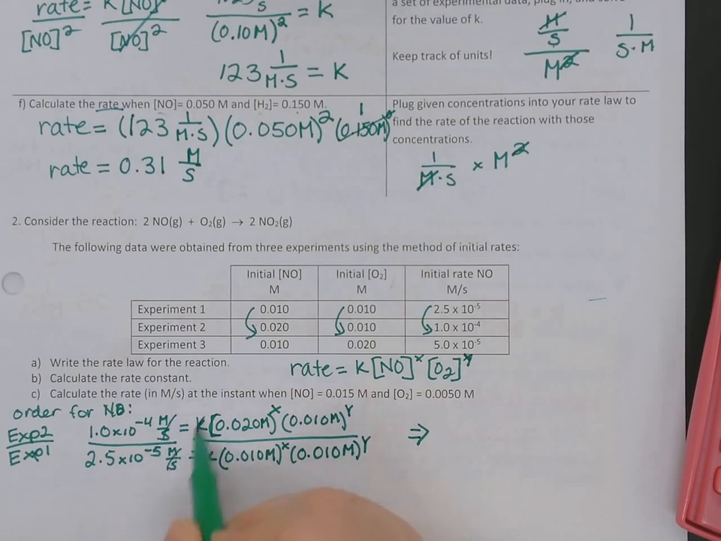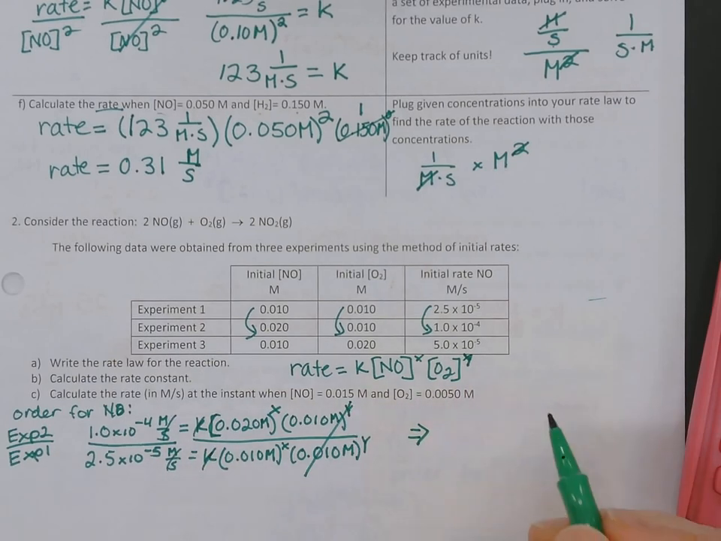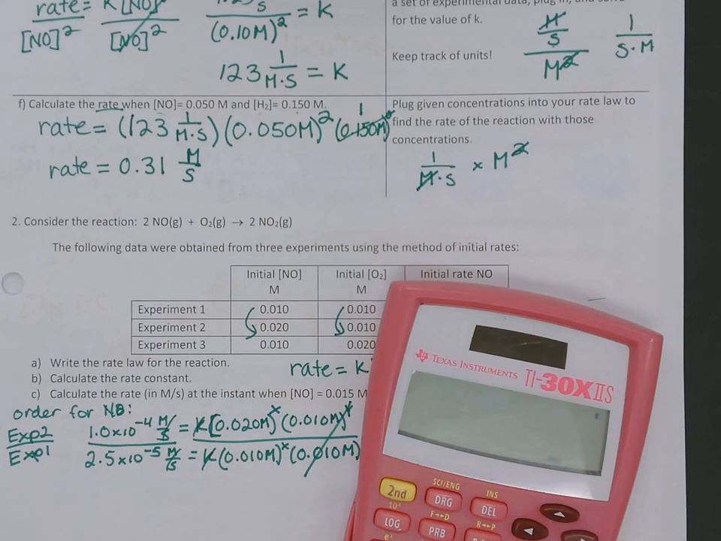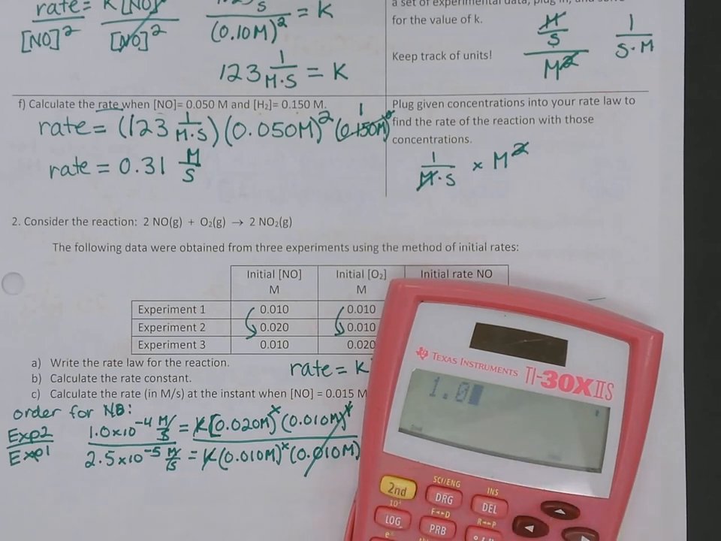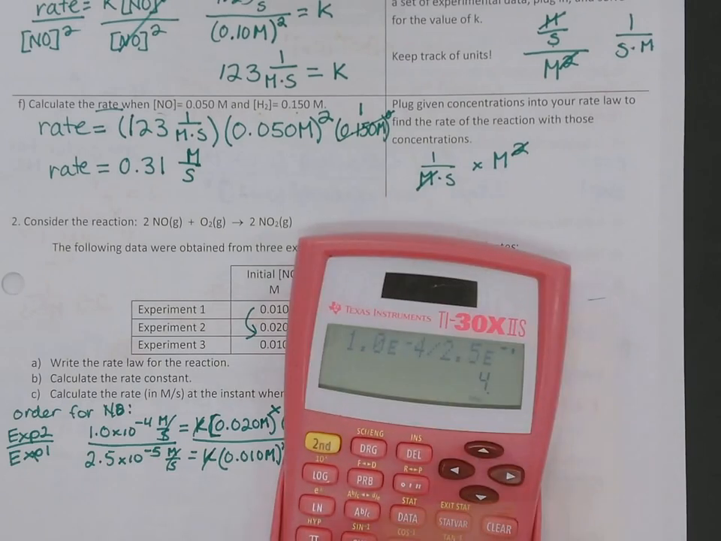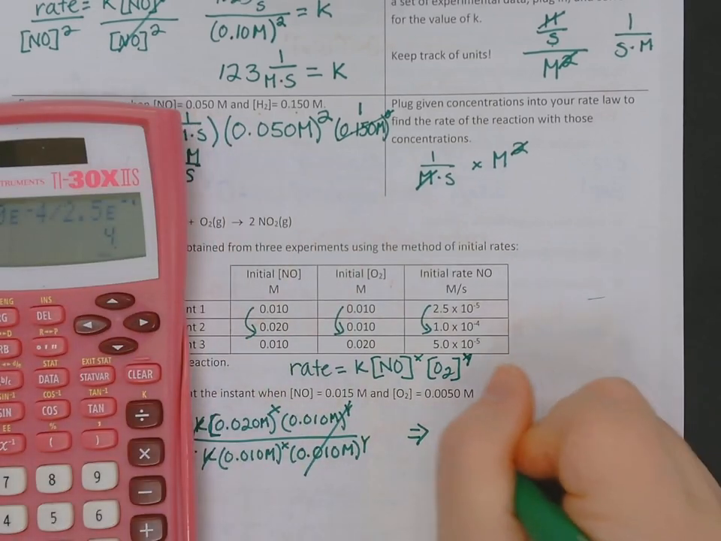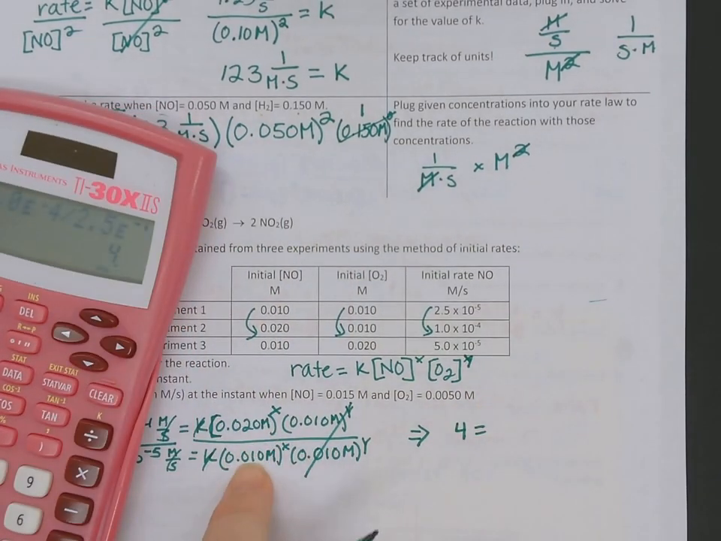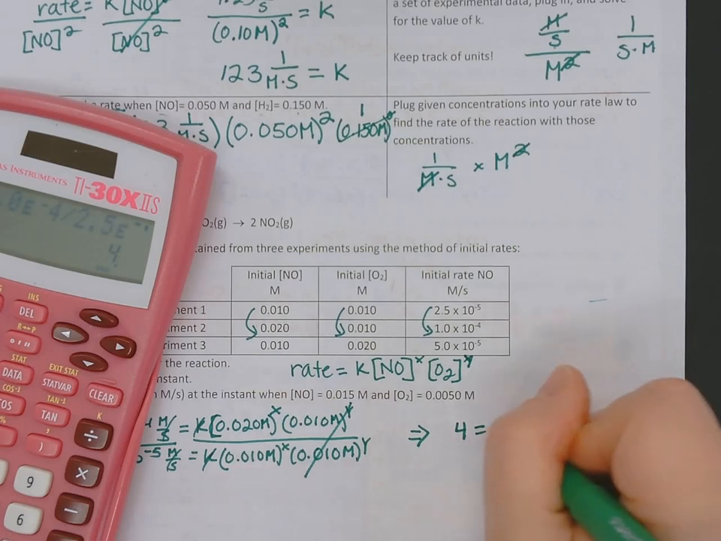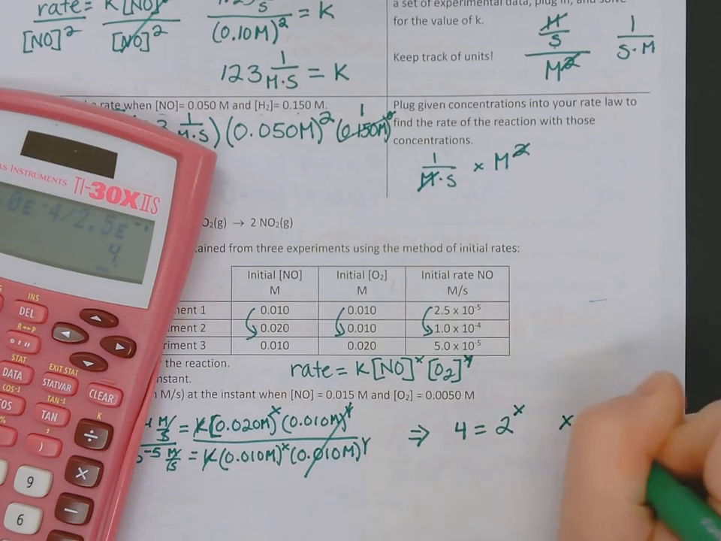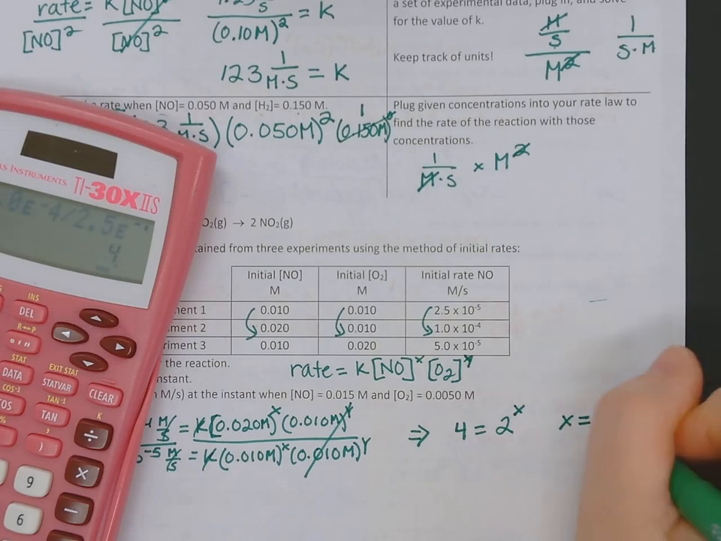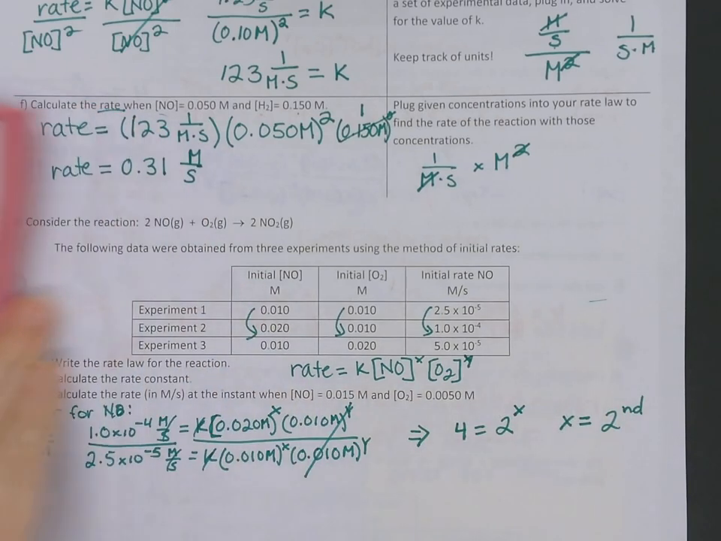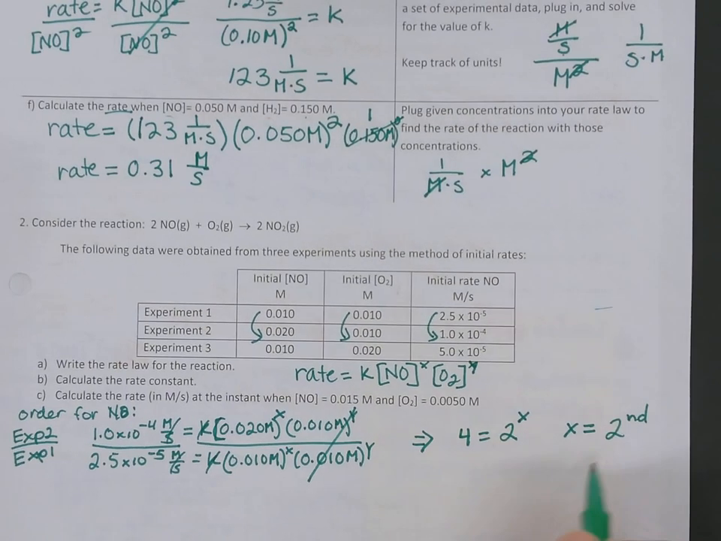To simplify this, I can cancel things out. This whole term goes away. So I've got 1 times 10 to the negative 4th divided by 2.5 times 10 to the negative 5th. I'm going to go ahead and calculate that instead of rewriting it, because then I can just simplify. When I divide these two numbers, I get 4. When I divide 0.02 over 0.01, that gives me 2 to the power of x. 2 squared is 4, so it's going to be second order. So I know x equals 2.